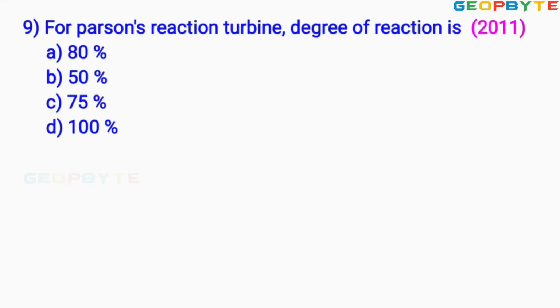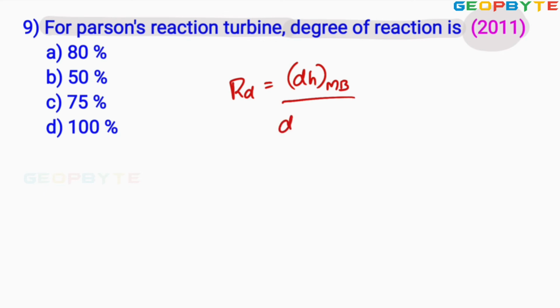Look at the ninth problem. It is asked in 2011. For Parsons reaction turbine, degree of reaction is. Dear friends, the degree of reaction RD equals enthalpy drop in the mobile blade divided by enthalpy drop in the mobile blade plus enthalpy drop in the fixed blade.